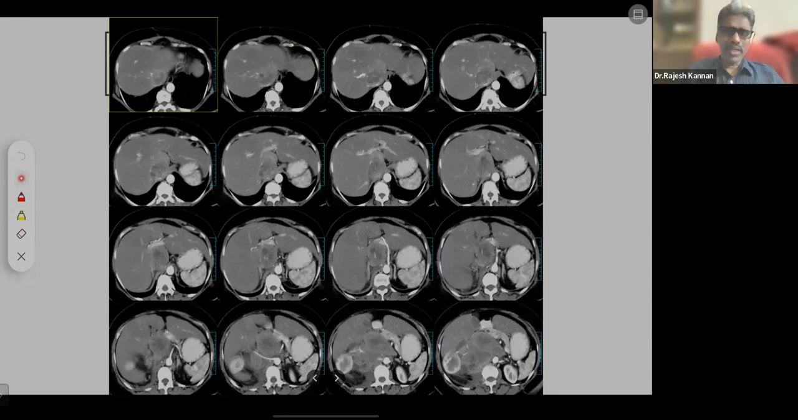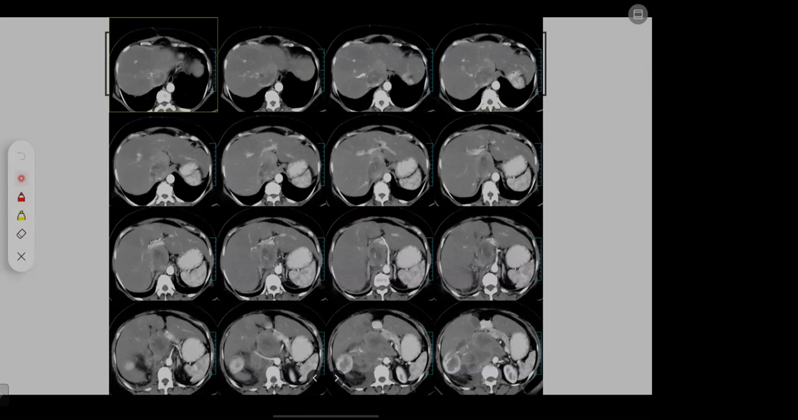Yes, so the important clues will be when it is especially bulging outside or going downward. The important clues will be the relationship to the retroperitoneal structures, like the adrenal gland.